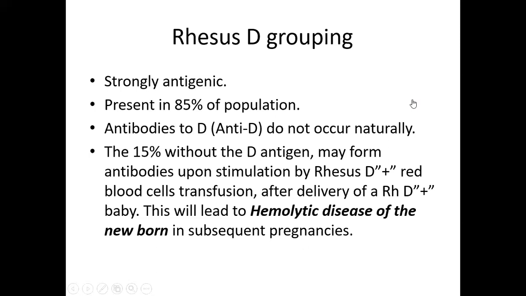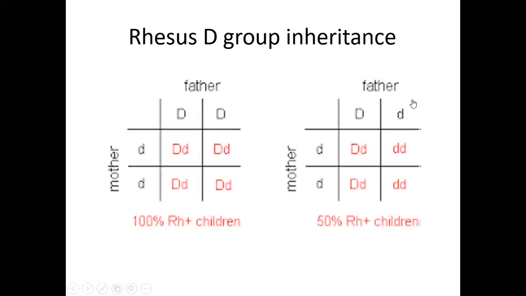The inheritance of Rhesus D grouping is more or less similar to that of ABO grouping, where we inherit the gene from both our father and mother, as you can see here. Let's say a mother is Rhesus negative and the father is Rhesus positive. With a big D and small D, those are considered Rhesus D positive. But when the father has the dominant gene, the capital D and small D, and the mother is Rhesus negative, you may have a mixture of children going up to 50%. So the inheritance in a nutshell is from both parents, the father and the mother.